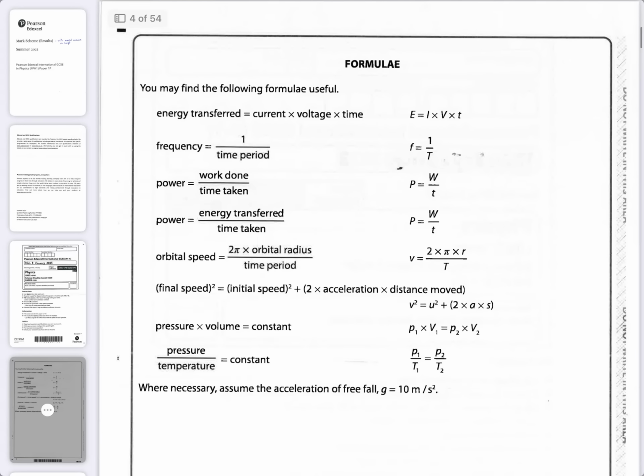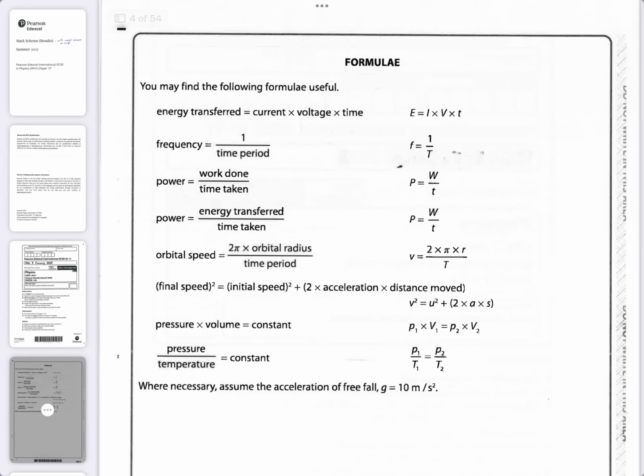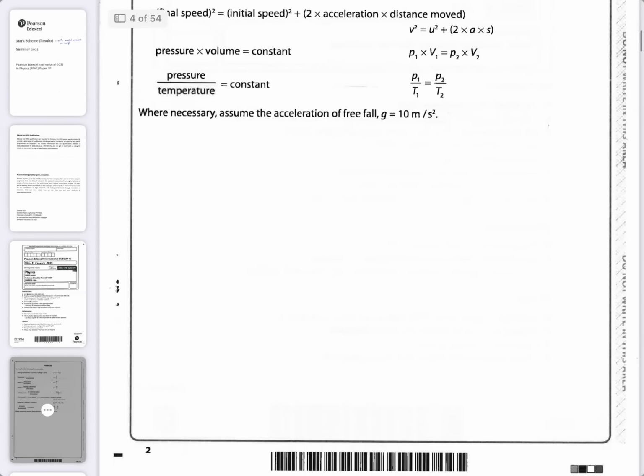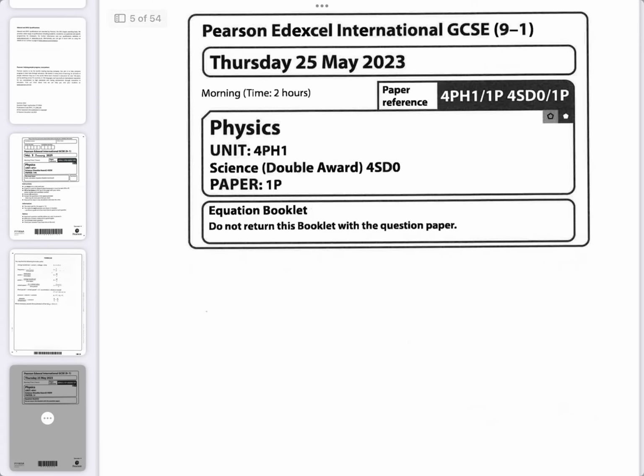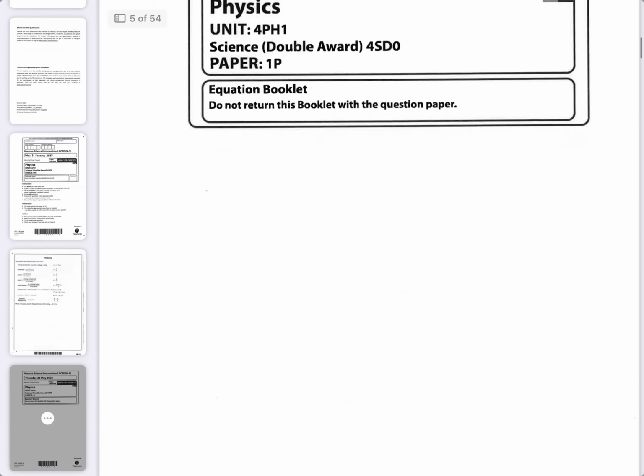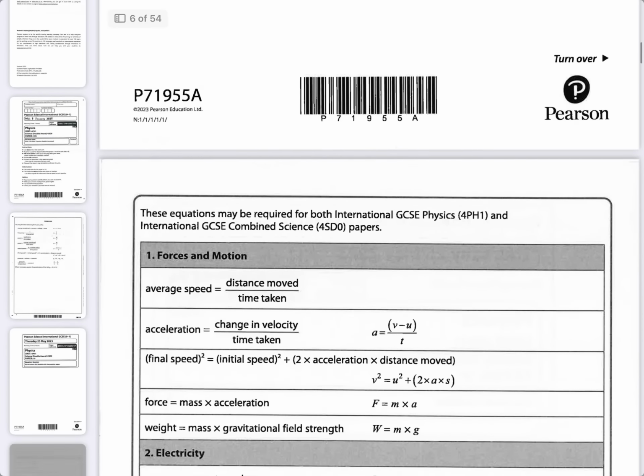So this is the original equation sheet that they gave to students before COVID, and then during COVID, they produced this equation booklet. This is the one from 2023. Someone told me they've altered it slightly, but I haven't seen. You'd have to go to the Edexcel website to get the exact one, but this is the one we used for the January mocks.